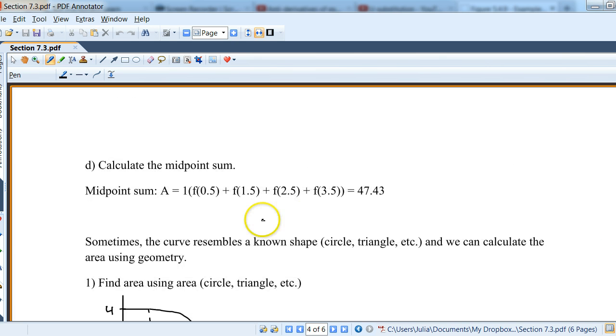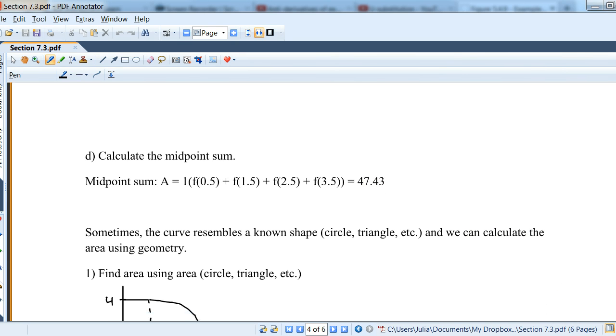And for the midpoint sum, again, I just took the midpoint of each interval. I got 0.5, 1.5, 2.5, 3.5. That was from 0 to 4, I believe. And I got a better approximation, which is 47.43. Okay, and that's kind of the idea.